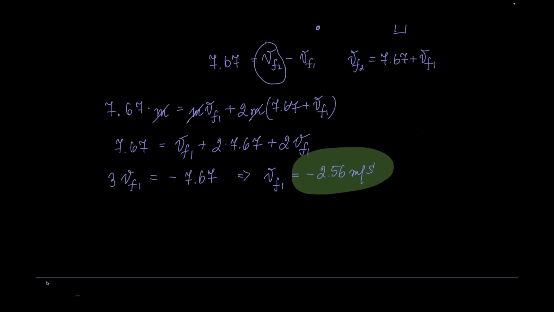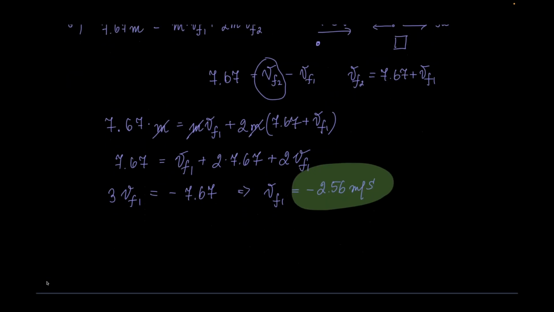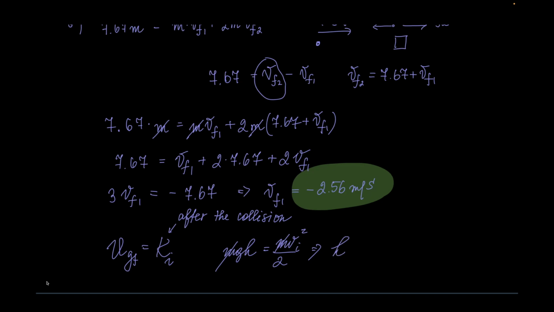And then we are after how high it gets. So gravitational final should be kinetic initial, and kinetic initial, mind you, this is after the collision for our m. And then you just do mgh equals mv initial squared over 2, from where h final is going to be 2.56 squared over 19.6. 0.33 meters, so 33 centimeters is how far it's going to go back up.